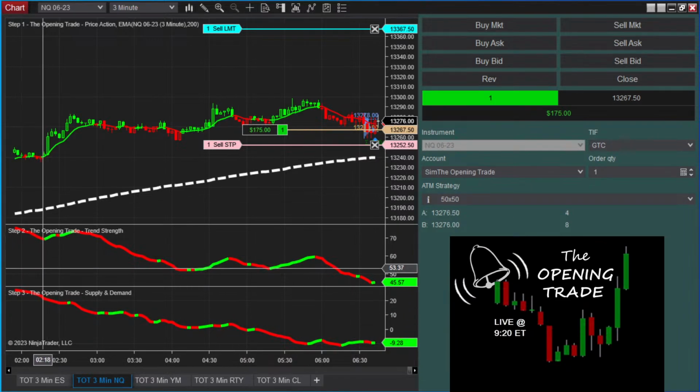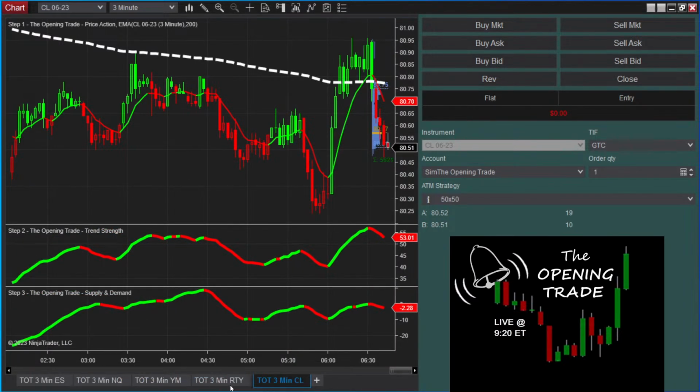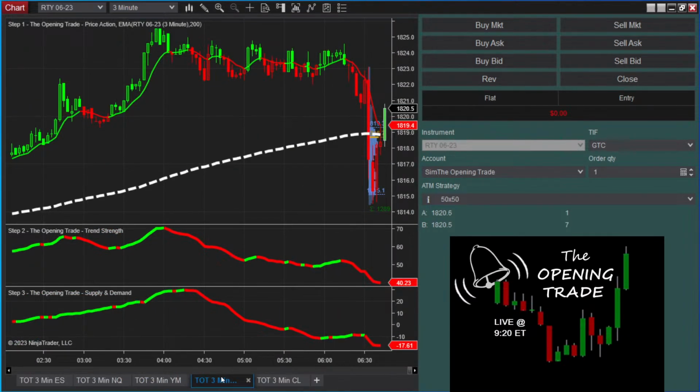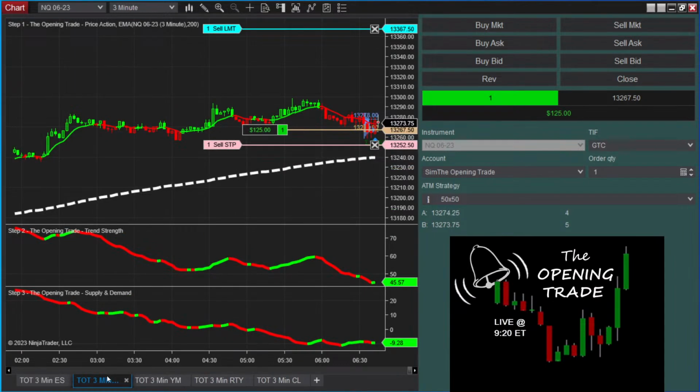All right, so here's the NASDAQ and the S&P 500. Crude oil. Russell 2000 futures. Dow. Back to our automated trade on NASDAQ.